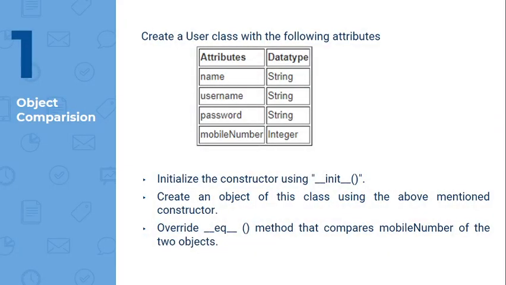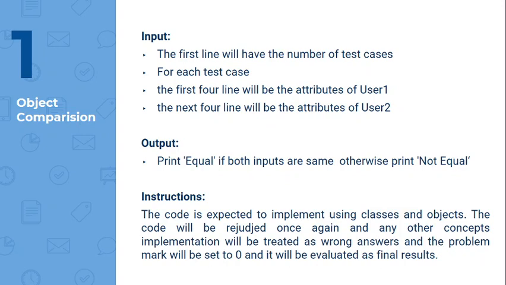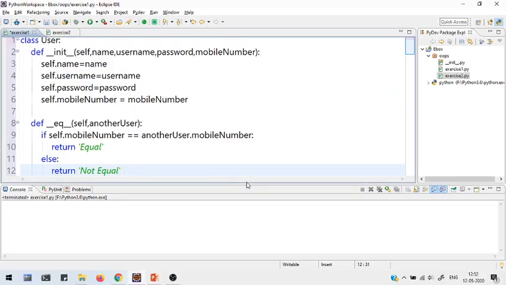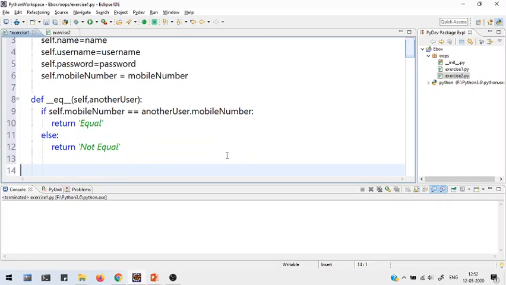So let us make sure the cases are correct. Yes, so here we have to print equal with E in uppercase. Similarly, we have to print not equal with N and E in uppercase. Right, so I have given it correctly. The next thing is we have to read the input also.